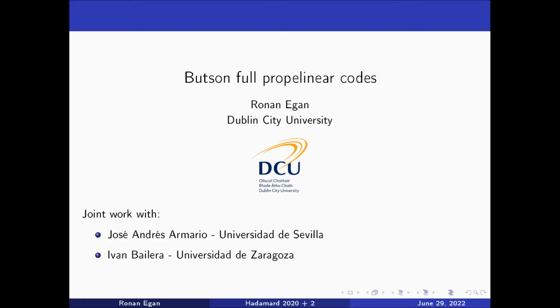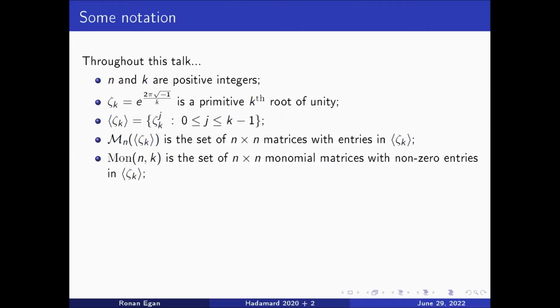Okay, so just to clarify some notation that we'll be using throughout, typically n and k are going to be positive integers. N usually means the length of a vector or the order of a matrix. K is usually used in the context of root of unity. So zeta k is going to be the primitive kth root of unity, defined like so. When I use the angle brackets, that means I'm taking the set of all kth roots of unity, or if you like, the set generated multiplicatively by the primitive one.